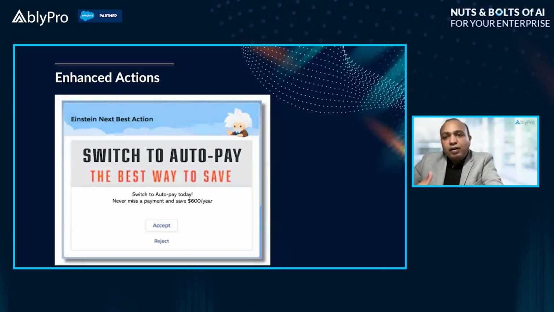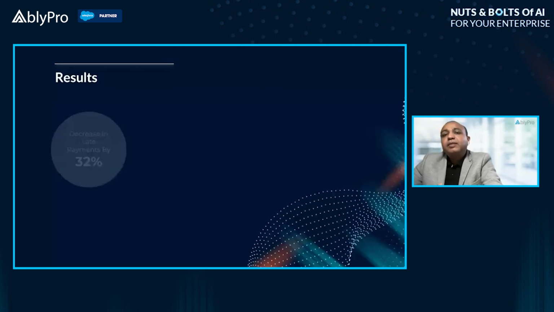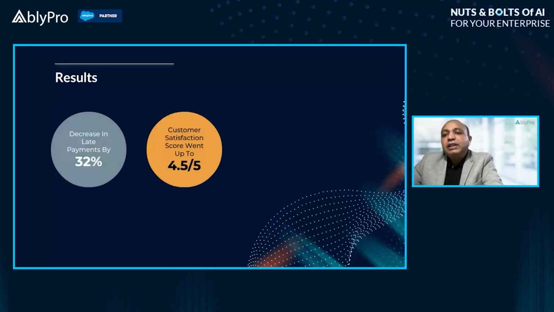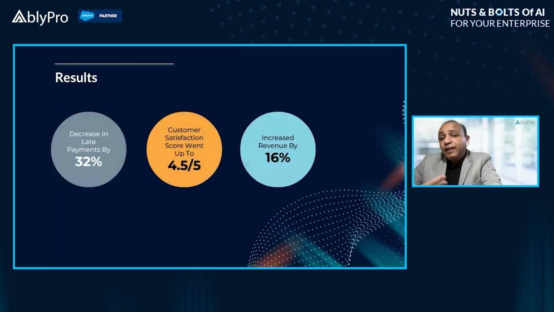So Airlink actually picked all these three A's, and then they took sufficient, enhanced actions to prevent customers from paying late by providing them different options. And these options can be different, right? This is just an example. So late payments decreased by 32%. Obviously, customer satisfaction went up, and their revenue increased by 16%.